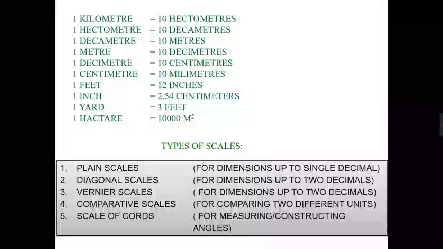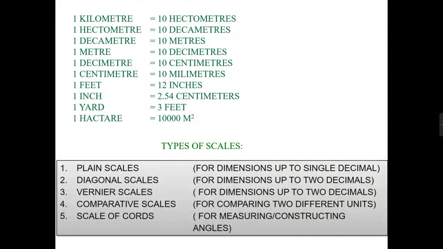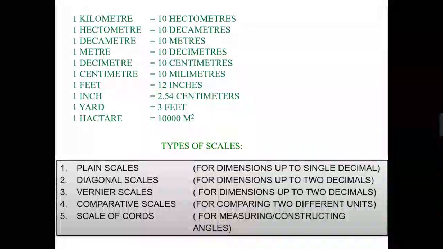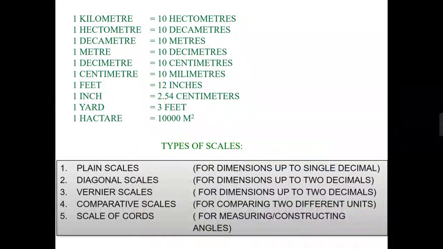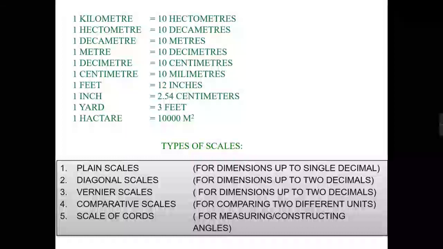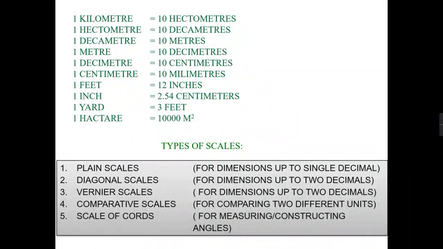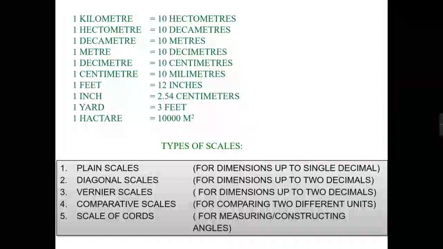It is used for dimensions up to 2 decimals. Okay, so it can have the least count of 0.01. Then the third one is a vernier scale. It also has dimensions up to 2 decimals. So it can also have the least count of 0.01.